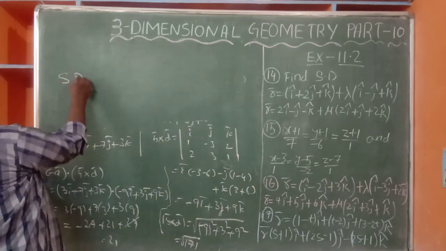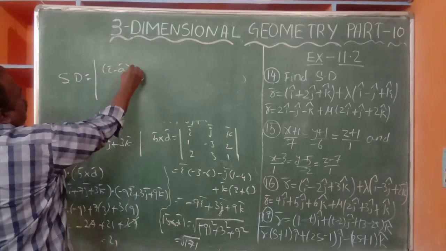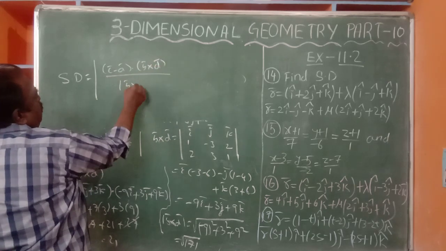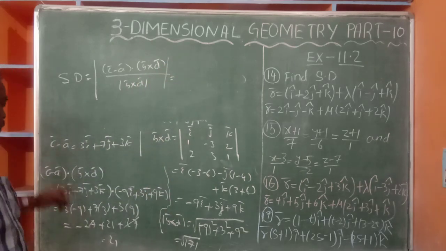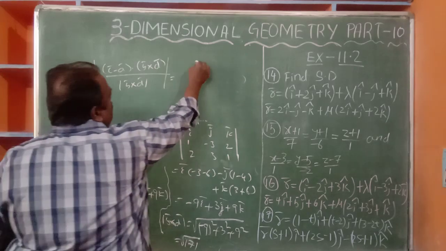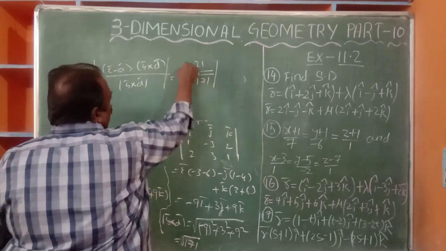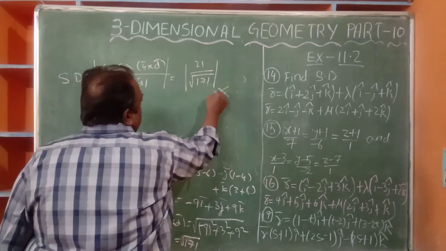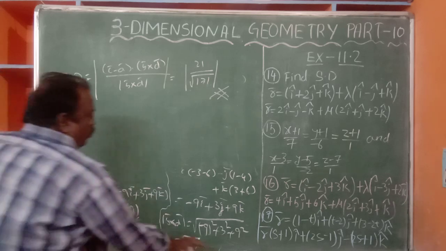Now SD means shortest distance. We have to mention the formula: c bar minus a bar dot of b bar cross d bar by modulus of b bar cross d bar. c bar minus a bar dot of b bar cross d bar is already solved. It is 21 by root 171. That is the required answer. Like that you have to solve. So 16 is solved. Next is 17 we are going to solve.